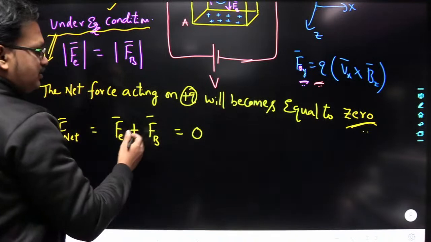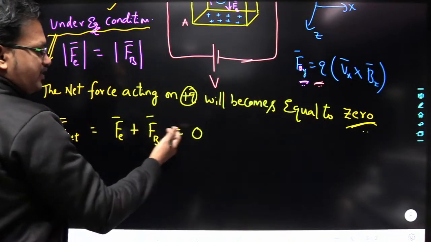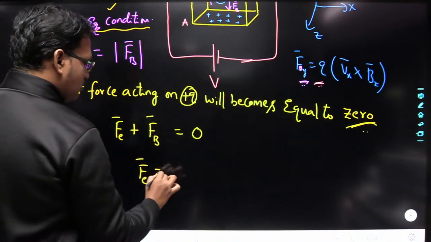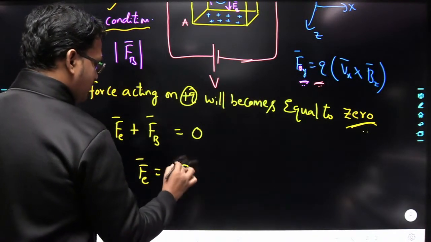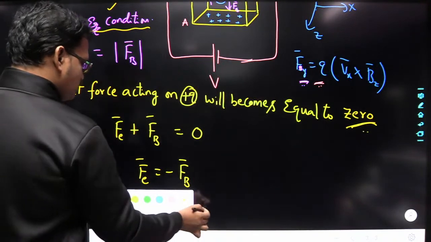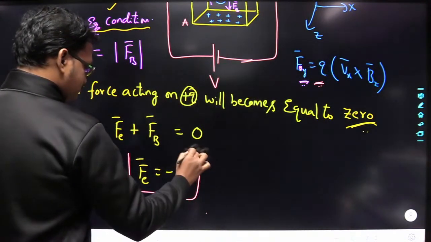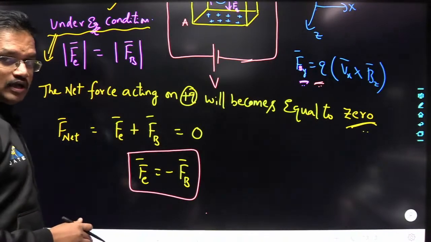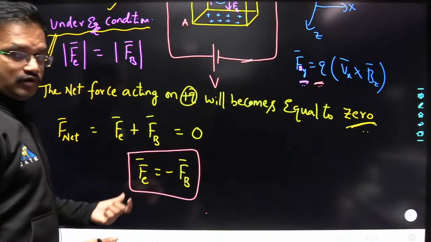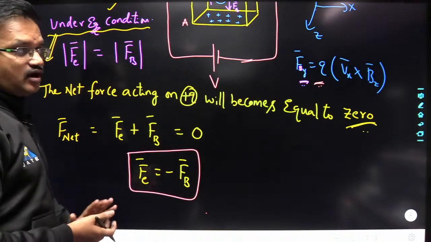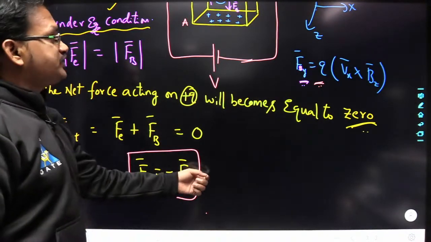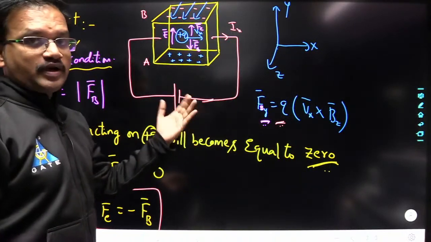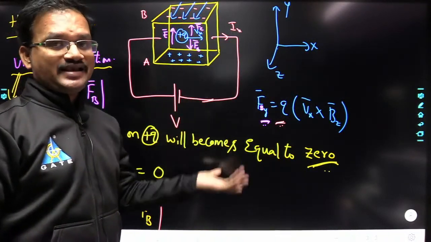So F electrical plus F magnetic force will become equal to 0. That means F electrical must be equal to minus of F magnetic force. Understood? Keep all these points in mind. The magnitudes will be equal, but in vector form both forces must be exactly opposite to one another. In a similar way, we have analyzed by assuming it as an n-type semiconductor.